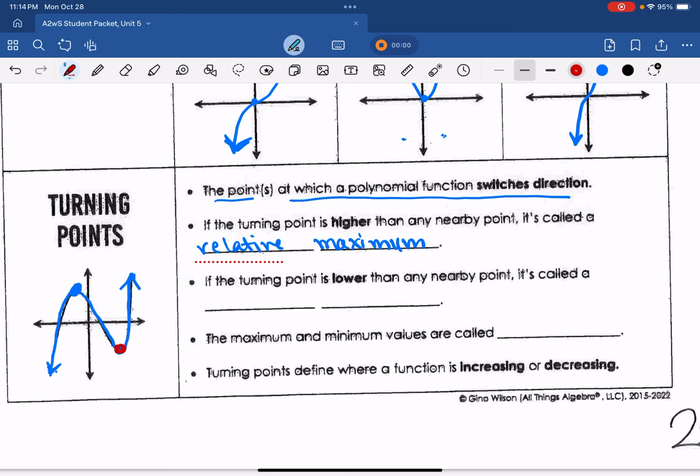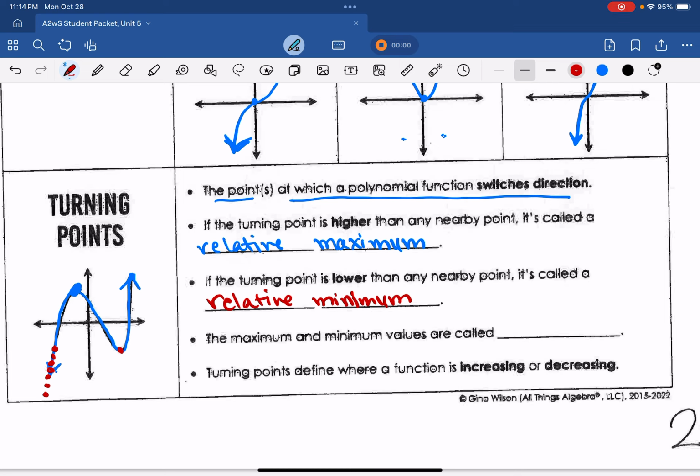And if our turning point is lower than any other nearby point, we call it a relative minimum. So it's a low point. Now it's not the lowest point on our graph, because if we look at this little arm over here, there's points that are lower than it, and it keeps going to negative infinity.